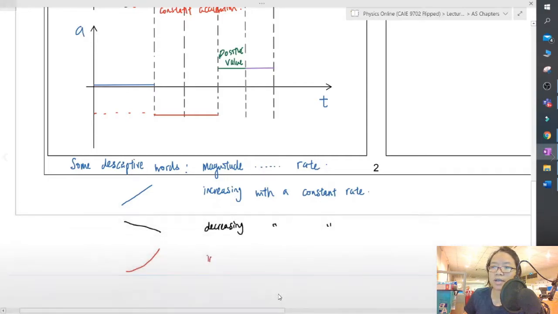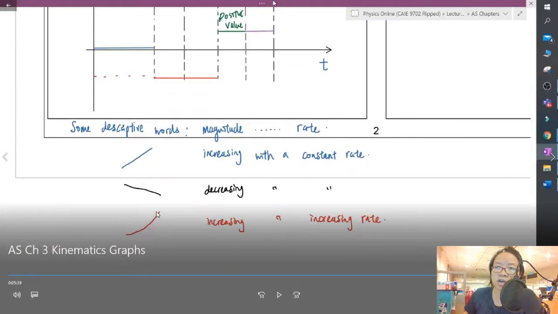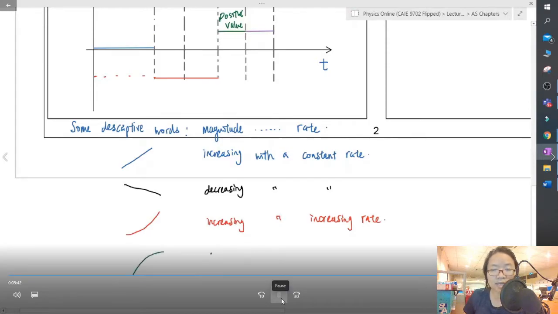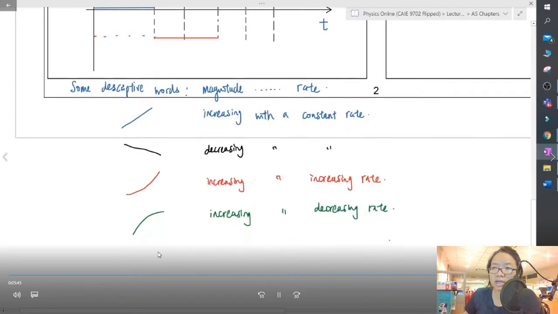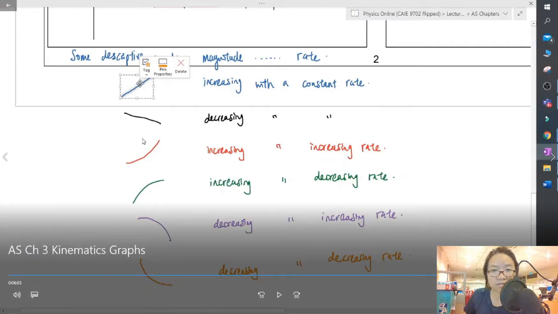And then this one is increasing at an increasing rate, this shape, because you can see the gradient is getting steeper and steeper, meaning your value is becoming bigger faster and faster. Don't memorize this, learn to see. This one is also increasing, going larger and larger, but at a decreasing rate, meaning the graph is getting flatter and flatter. Then this is decreasing at an increasing rate, because it's getting smaller and smaller, but steeper and steeper. This final orange one is decreasing at a decreasing rate. So all of this is all the possibilities.